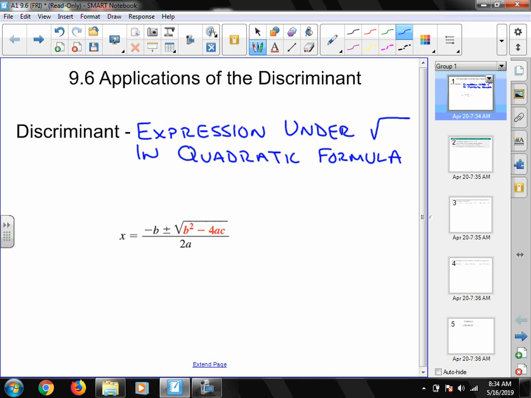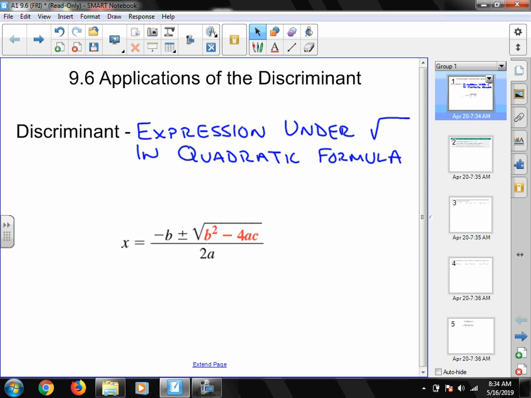So, for those of you that have forgotten the quadratic formula, you can remember it by the song that I've also posted on my website here. But there it is, negative b plus or minus the square root of b squared minus 4ac all over 2a. The only thing that we are concerned with is this b squared minus 4ac. This is our discriminant.